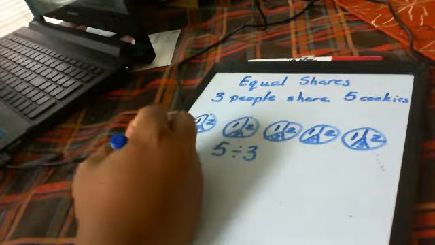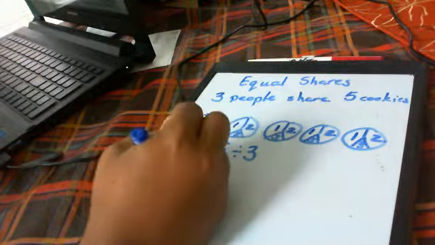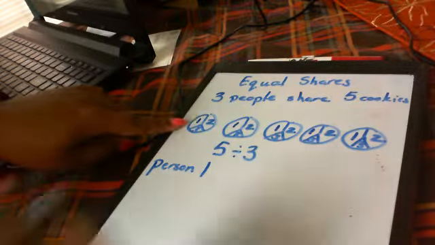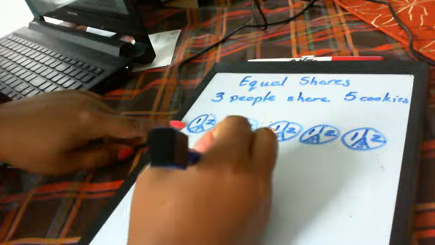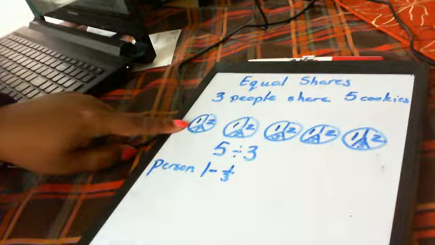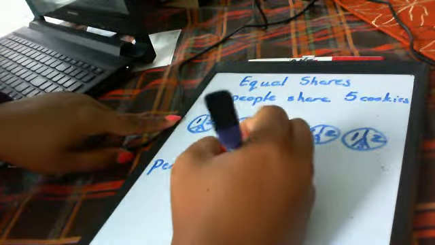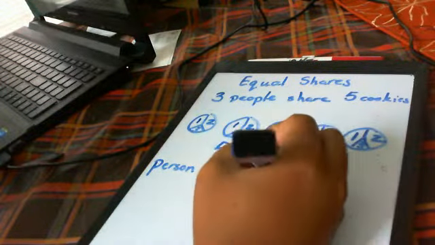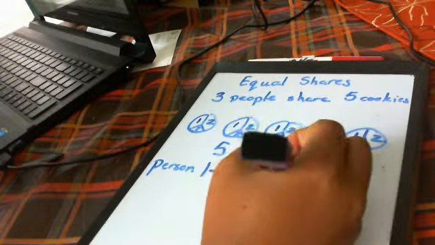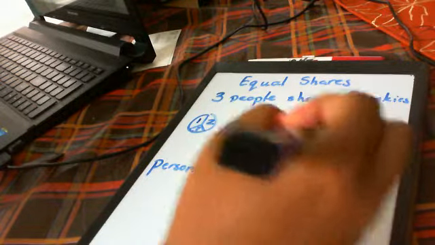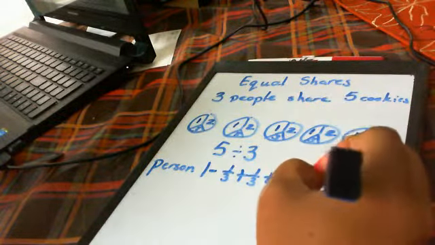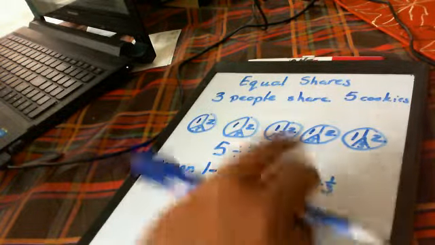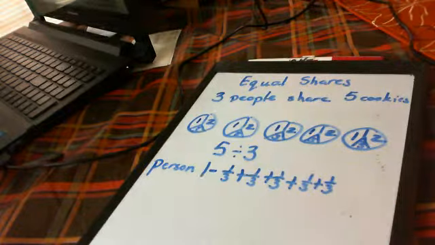So I'm going to put person 1. And person 1 is getting 1/3 of this cookie. But he's also getting 1/3 of our second cookie, and 1/3 of our third cookie, 1/3 of our fourth cookie, and 1/3 of our 5th cookie. So 1, 2, 3, 4, 5 cookies. So that's what person 1's getting.